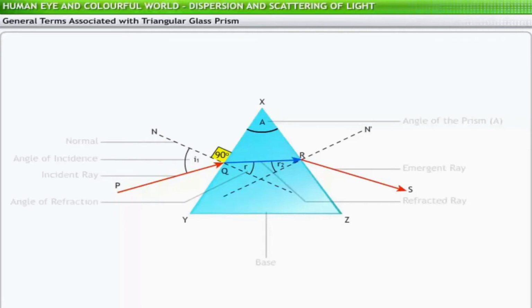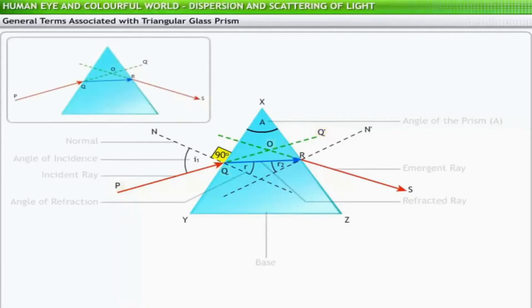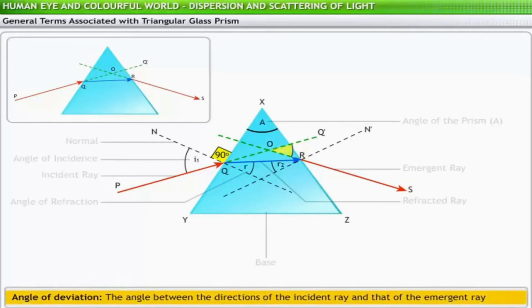In the absence of the glass prism, the incident light ray would follow the path PQ-OQ'. Due to the prism, the light ray emerges along the path ORS. Thus, the light ray deviates from its initial path. The angle between the directions of the incident ray and that of the emergent ray is called the angle of deviation and is represented by the Greek letter delta or the English letter d. Here, angle QOR is the angle of deviation.